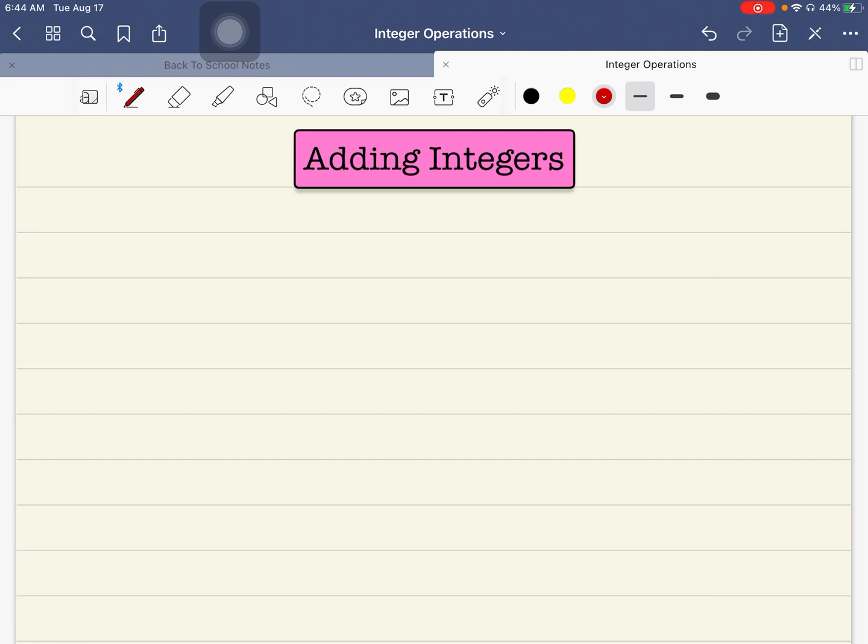We're going to do it a couple of ways. I'll show you guys how to do it on a number line, and then how that relates to maybe the rules that we've been taught in the past.